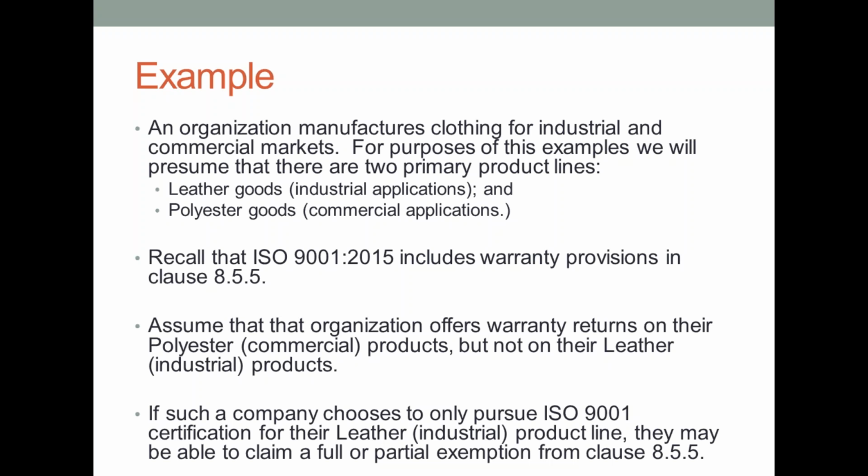Now, remember that ISO 9001:2015 includes warranty provisions in Clause 8.5.5. Assume for the moment that the organization offers warranty returns on their commercial goods, but not their industrial goods. If that company were to only pursue ISO 9001 certification for their industrial product line, they may be able to claim a full or partial exemption from Clause 8.5.5. So again, there's a lot of what ifs here, but there are going to be some situations where an exemption rooted in a limited scope is going to be possible.